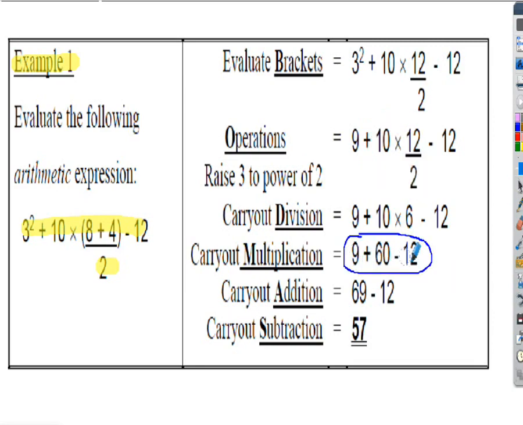Similarly, considering this part of the calculation, we undertook addition first, so the 9 added to the 60 produced 69, and then we subtracted 12 to produce the 57. However, we could have subtracted the 12 from the 60 first to produce 48, and then added the 9 to produce 57. So again, you can see we get the same answer even though we undertook the subtraction before the addition. That's just for general reference.